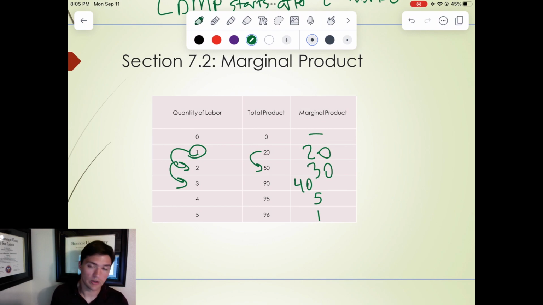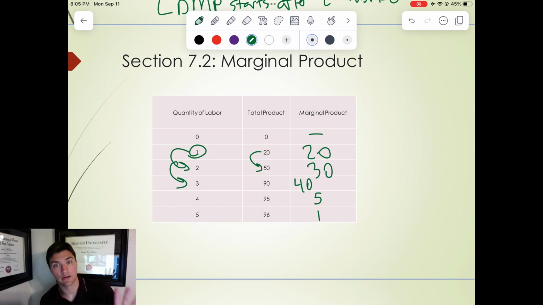Okay, so we're going 20, 30, 40, 5. All right, so we're going up, up, up, down. As soon as you go down, that's when it starts. So the law of diminishing marginal productivity starts after the third worker. After the third worker, that's when we have diminishing marginal productivity.